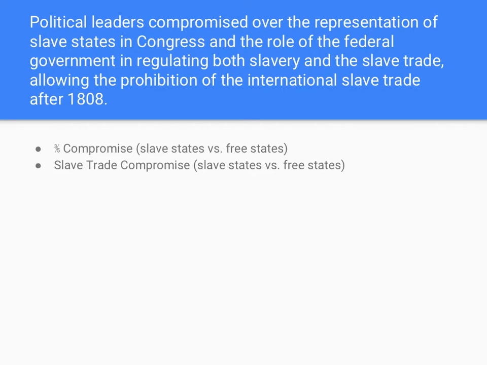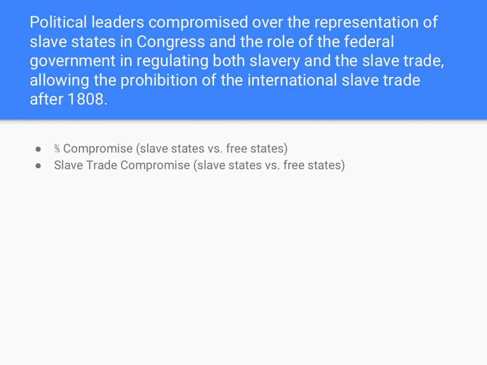It said that 3/5 of the slave population could be counted toward the general population in determining how many representatives would represent that state in Congress. So in other words, slave states got the advantage here because they were able to count some of their slaves toward the population and use that to gain more representatives in Congress. This did not, however, provide any representation or political rights for those slaves. This simply was a way to provide more power for the whites in that state who could vote.